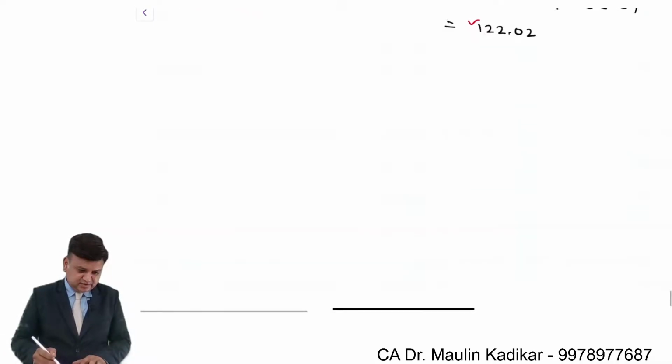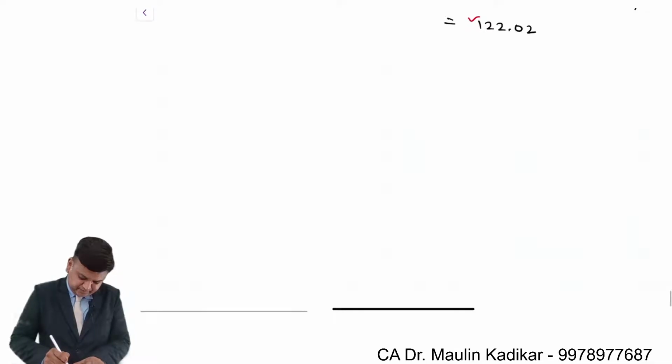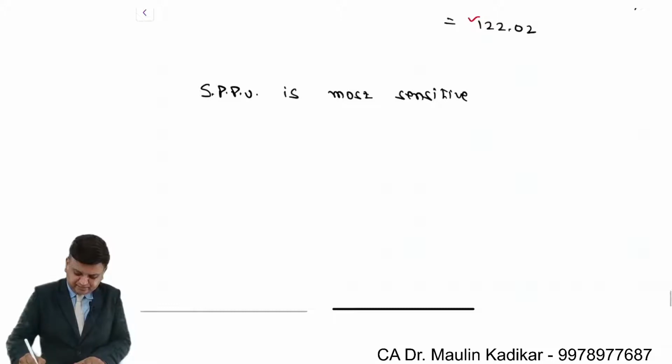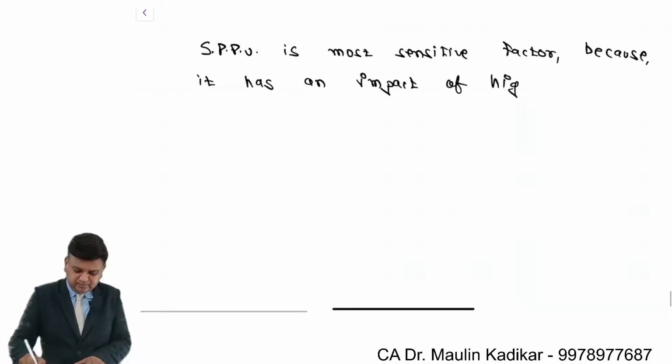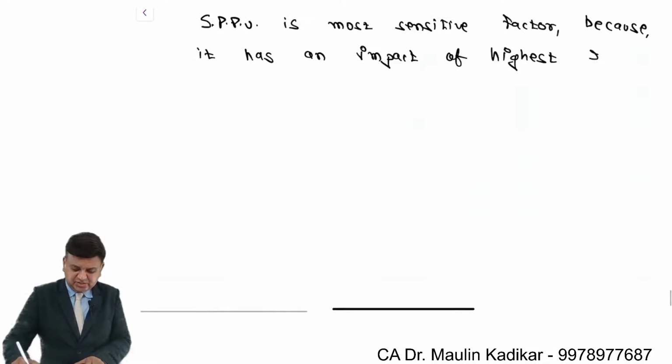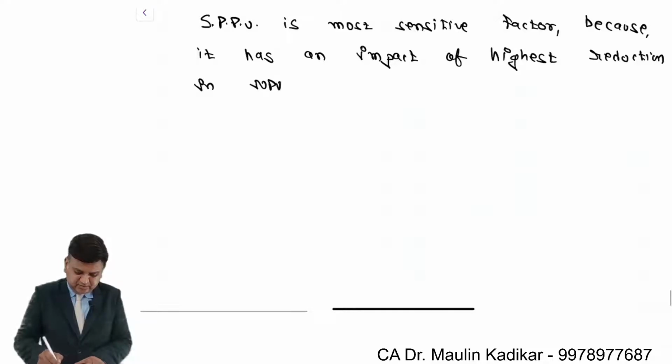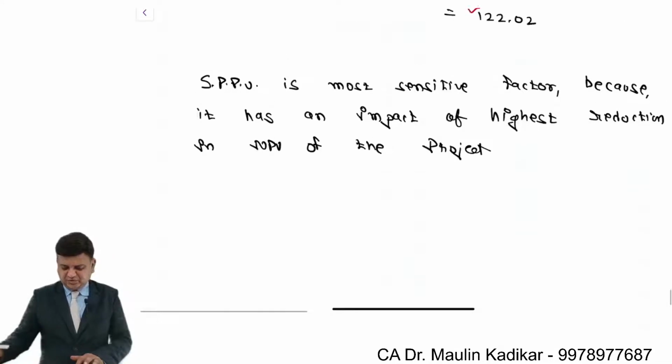So let us answer the second part. Sorry, in that write down further. Selling price per unit is most sensitive factor, comma, because it has an impact of highest reduction in NPV of the project. Full stop.